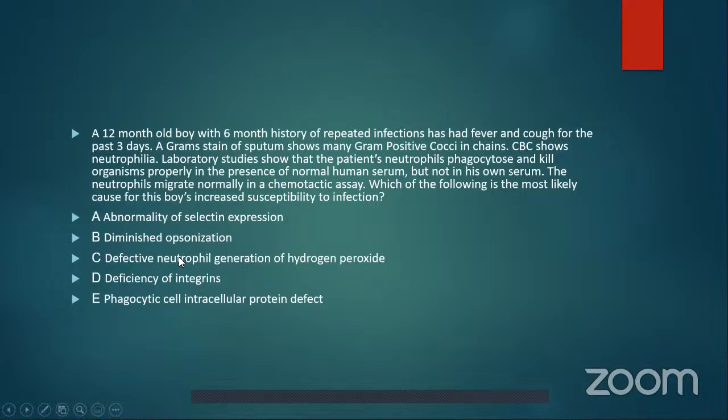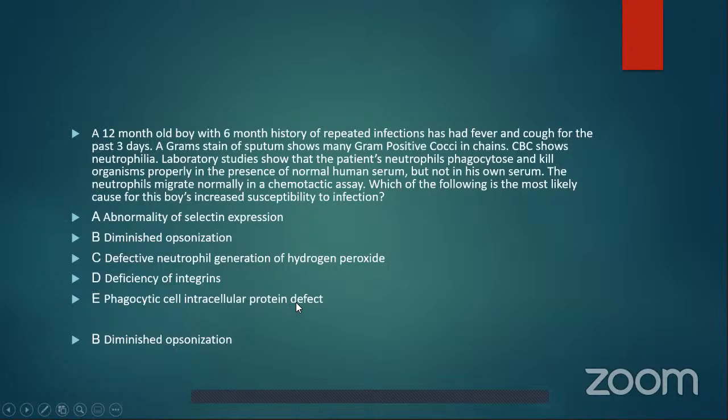Let's move ahead to the next option, defective hydrogen peroxide. So if this was the situation, it would have been that the neutrophils themselves are defective, right? So they wouldn't even function in normal serum. So phagocytosis wouldn't have happened. So we'll rule that out. Deficiency of integrins. Basically, integrins are for binding of leukocytes to the endothelial membrane. So it doesn't come anywhere in phagocytosis. We rule that out. Last one was phagocytic cell intracellular protein defect.